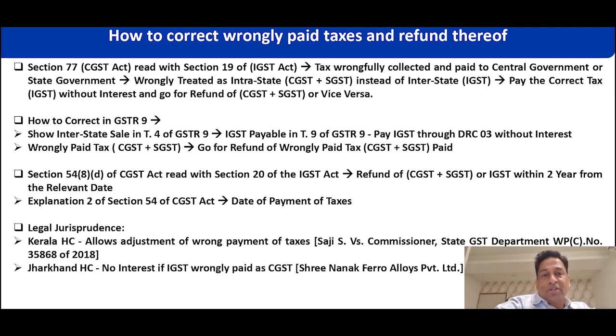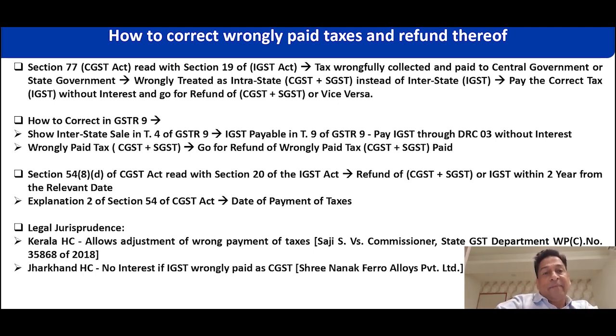So maybe a taxpayer has treated a transaction as intrastate, charging CGST and SGST instead of interstate IGST, or vice versa, and he has not corrected this transaction in his GSTR-1 and GSTR-3B. Now, he is finalizing his GSTR-9 for financial year 2018-19. Then what should he do?